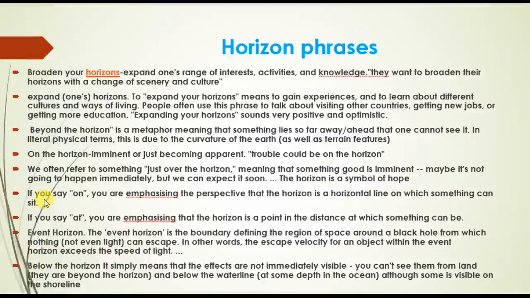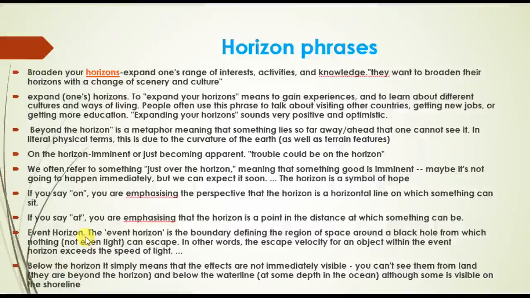Next, we have the phrases on horizon and at horizon. If we say on horizon, we're emphasizing the perspective that the horizon is a horizontal line on which something can sit. We can see it. If we say at horizon, we are emphasizing that the horizon is a point in the distance at which something can be. We can't see it, but we wait. We're afraid that this thing will happen.